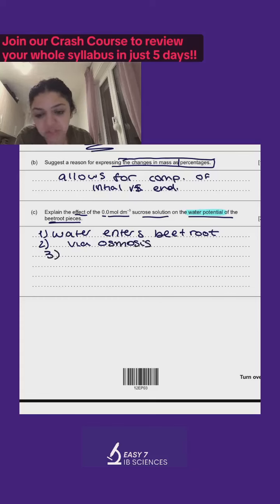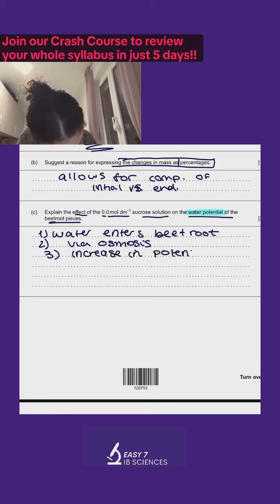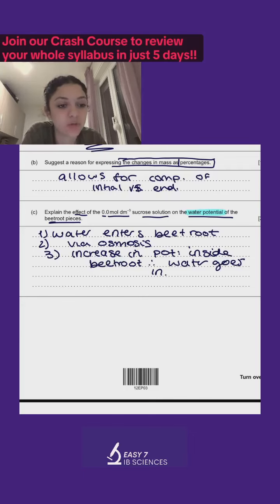The third mark would be to just say, because there is an increase in potential inside the beetroot. Therefore, water goes in. Because we know water follows solute concentration, just like someone said. Okay, so if water follows the solute concentration, that means it's going to go from the outside in.